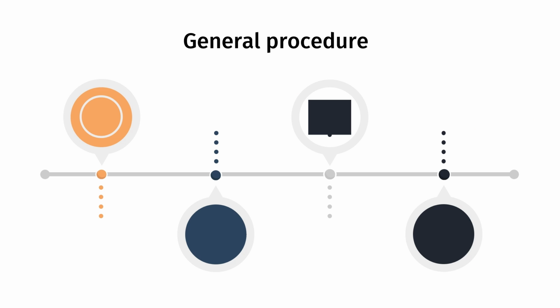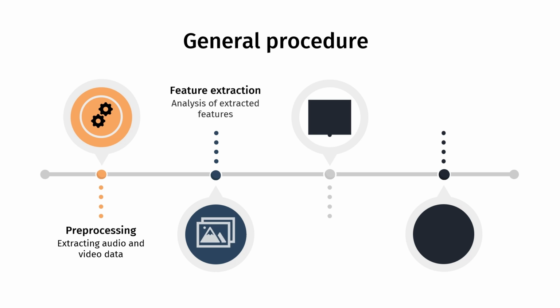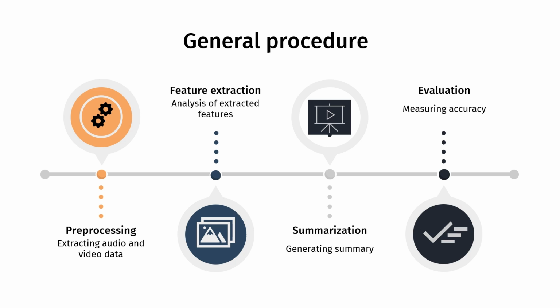The general procedure of video summarization consists of 4 steps. First, video, audio, and movement are extracted in the pre-processing step. Secondly, the features are analyzed and processed to extract meaningful information. After that, the summary is made based on techniques that will be discussed later on. Finally, the original video and summary are used as input and metrics are used to measure the accuracy of the summary.